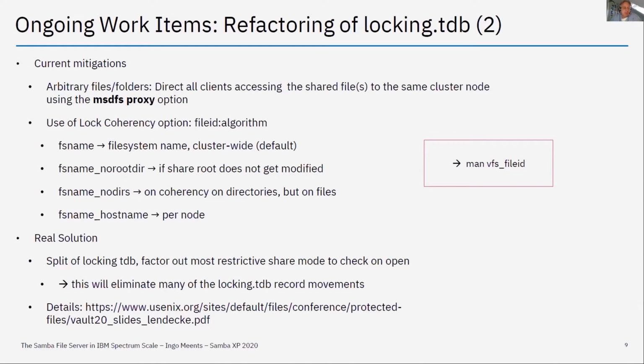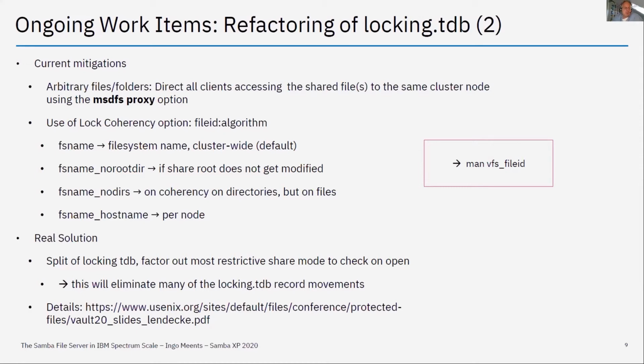There are some other options. If you take a look at the file ID algorithm Samba option in the man page of the fileid module, there are things like the no root dir coherency option. We have seen that Windows Explorer likes to put a share mode on the share root. That doesn't restrict anything, but it is just there and will get shuffled around by Ctdb. Normally no one will actually mess around with the share root directory itself. So we can actually reduce that coherency on the share root share mode record and get the burden off the share roots.